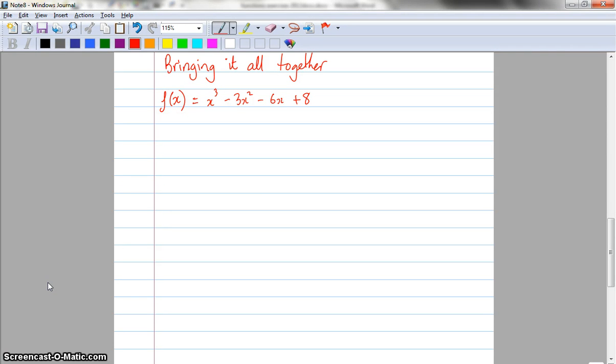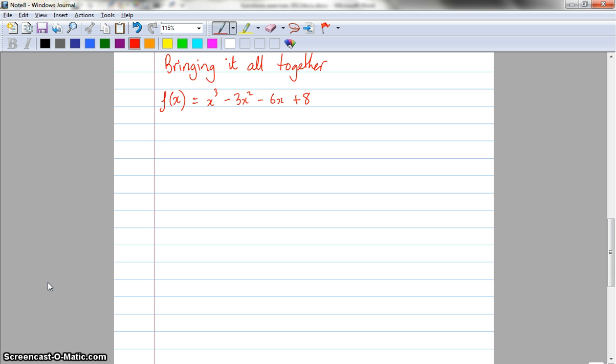Okay, now that we know everything there is to know about maths, let's bring it all together into one neat little package so that you can see how things like long division and factorising can work together to actually sketch a graph. Imagine we've got f of x, our function of x, the graph, equals x cubed minus 3x squared minus 6x plus 8.